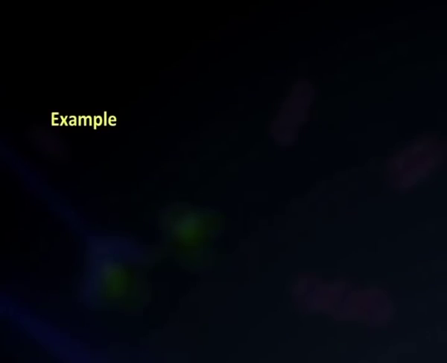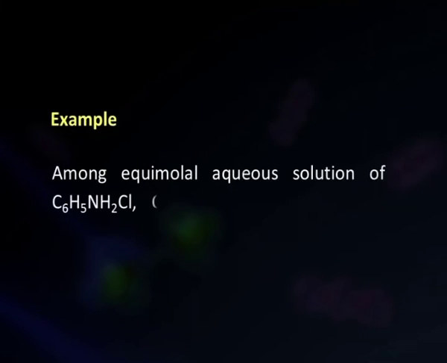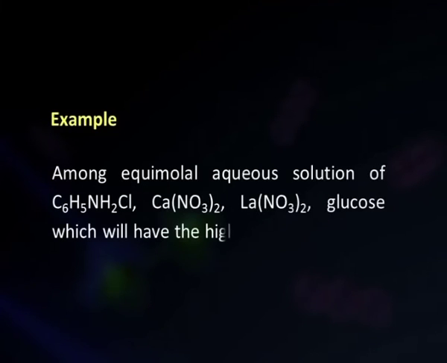If different solutions are given, then the solution for which the number of particles of solute is greater will have the greater colligative property. This we can understand with the help of an example. Among equimolar aqueous solutions of C6H5NH3Cl, Ca(NO3)2, La(NO3)3, and glucose, which will have the highest freezing point?